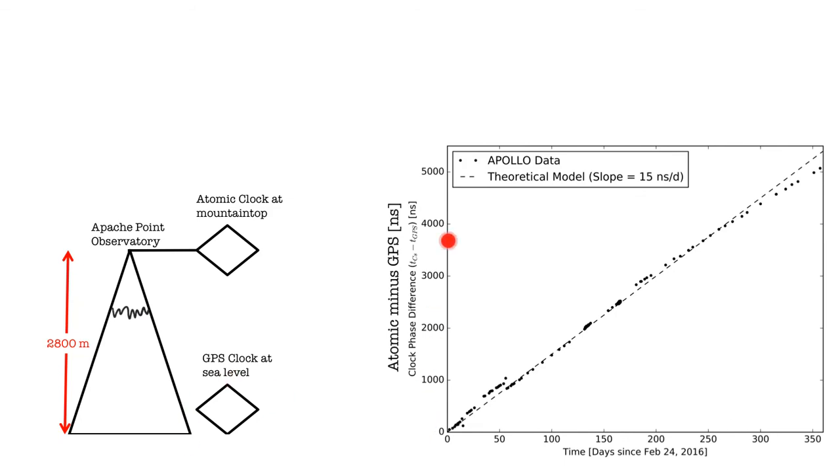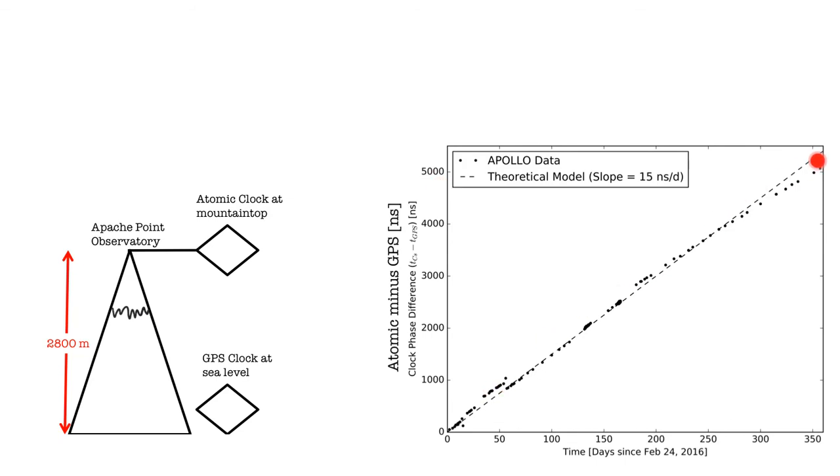And indeed, this is a plot of the atomic clock reading minus the GPS clock reading in nanoseconds as a function of day. So this x-axis here is time and measured in days. So this is essentially 1 year of time. And this is the difference in time between the clock readings in nanoseconds. So we can see that over the course of about 1 year, the difference in time between these clock readings increased by about 5,000 nanoseconds.